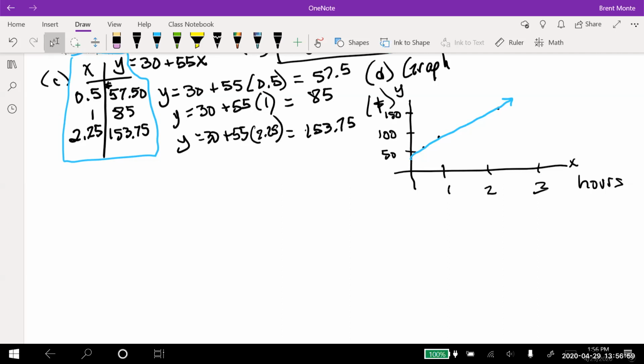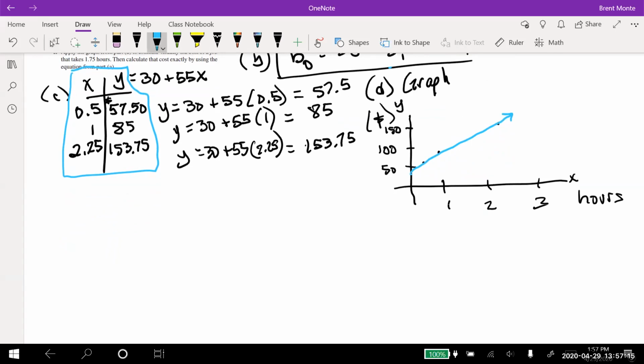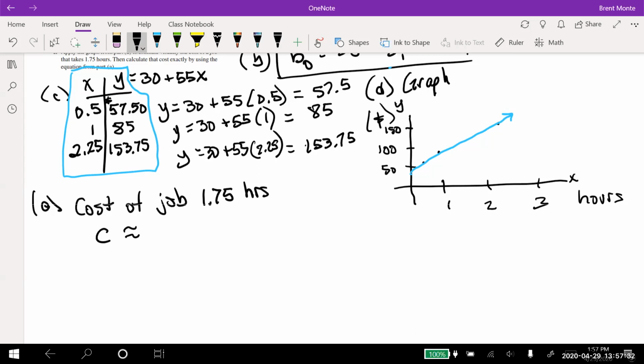So for instance, assuming that's a pretty good picture, the next part of this problem says on E, apply the graph from D to visually estimate the cost of a job that's 1.75 hours, then calculate it exactly using the formula. So E, cost of job, 1.75 hours. So we're going to say cost is approximately, let's use the graph. So what we do is we go to 1.75, so about here. We go up to the graph, straight up, as straight as I can, and then straight over this way. And we estimate what it was. If our graph's any good, it's probably around 120. Let's say 120, that'll be my guess.